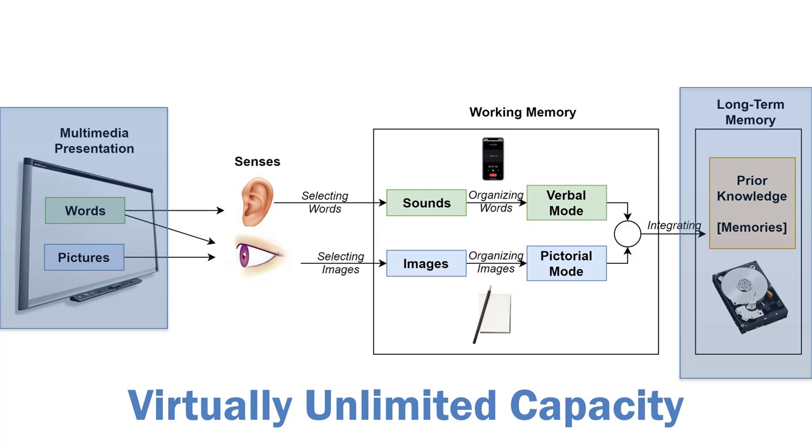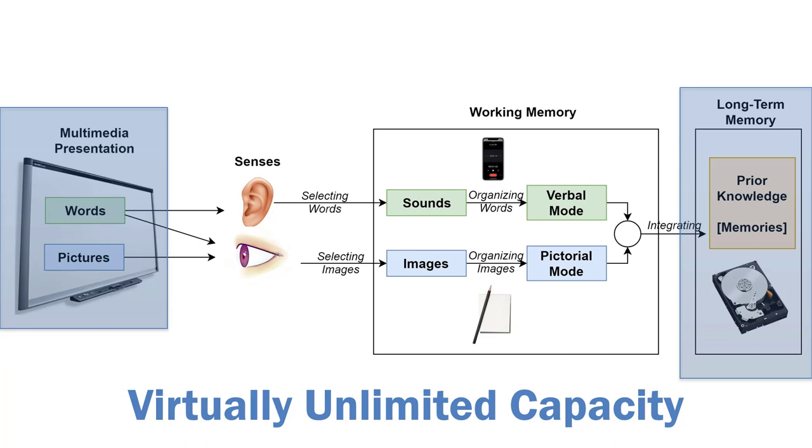Now, in this model, it is important to understand the capacity of various parts of the system. Obviously, the capacity to communicate multimedia information is unlimited. Similarly, our brain's capacity to store information in long-term memory is also unlimited as far as we know. That's an interesting thing to consider, that we don't have a limit to the amount of information that can be stored meaningfully within the structures of our brain.